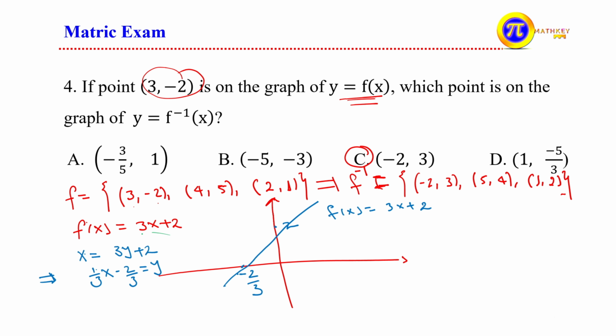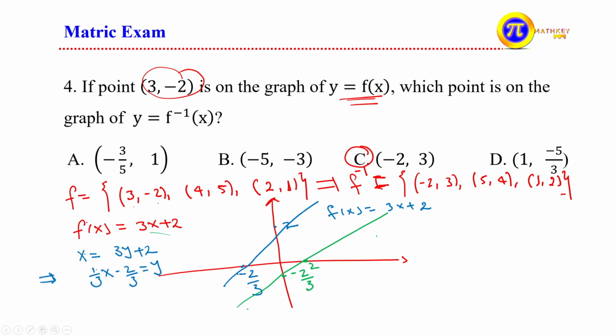When you come to here, when x is 0, the value of y is what? That is negative 2 over 3. Yes, here is negative 2 over 3. When y is 0, the value of x is what? That is 2. This is 2.